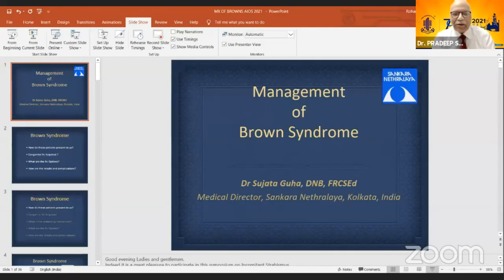So now we move on to Dr. Sujata Guha to talk about Brown syndrome. I had clubbed the talk of Dr. Ramesh for the reason that these were CCDDs. Brown's is a little, some people would still consider it as a CCDD. And we will now have Dr. Sujata Guha from Kolkata on the management of Brown syndrome.